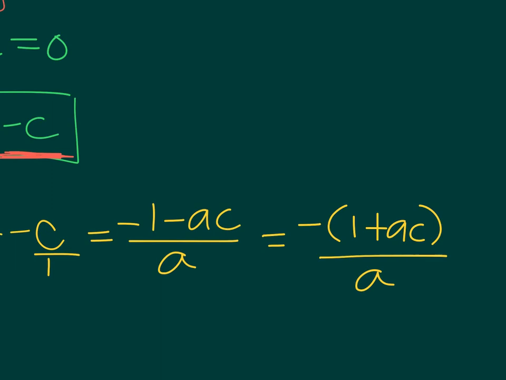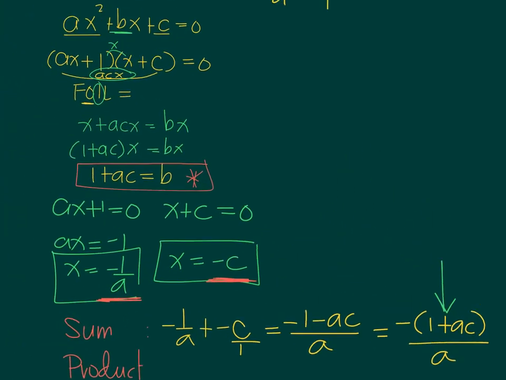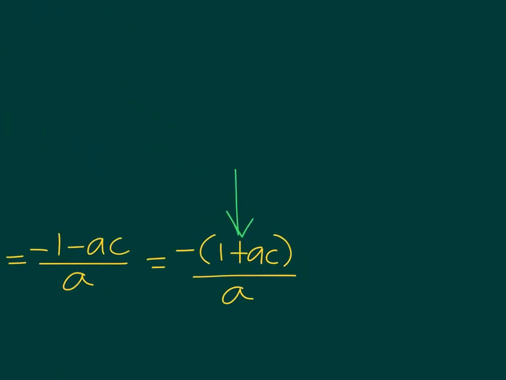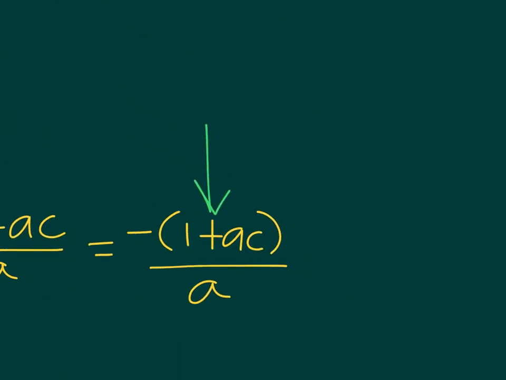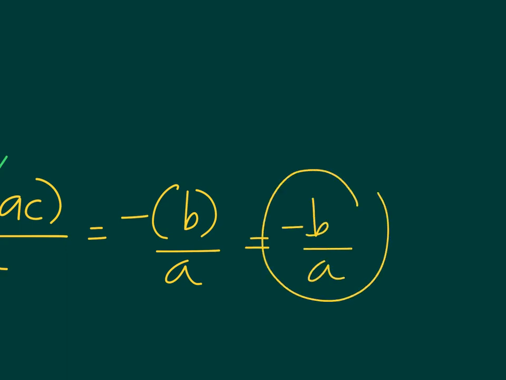And then I need you to look at this expression. Is this familiar? 1 plus ac, according to our note, is equal to b. So now we replace 1 plus ac by b. So this is negative b over a. This is the sum of the roots, the formula that we use.